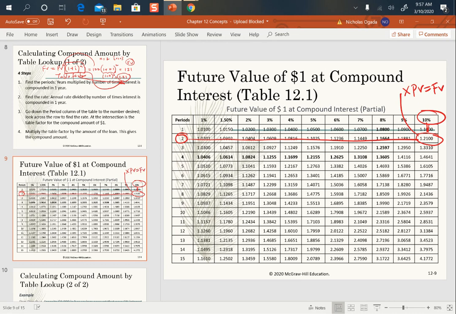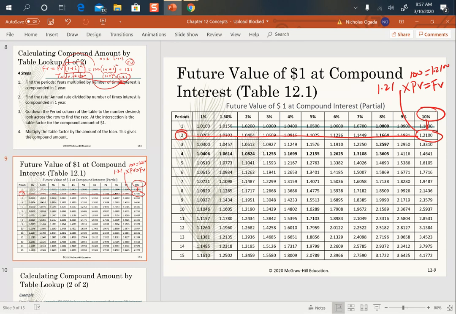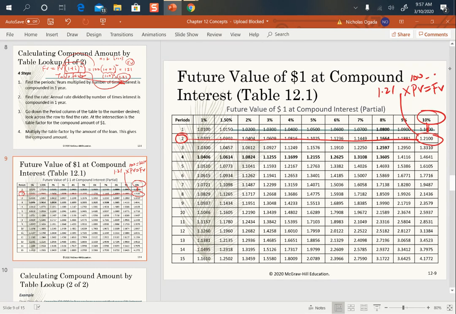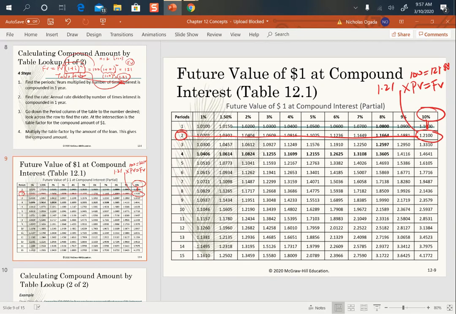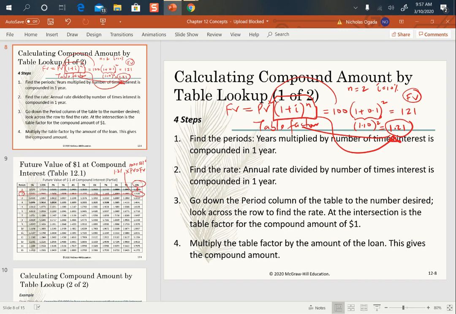So in this example, you take 1.21 times the present value. If I use the previous example, our present value was 100 times 1.21, and that will give you 121.00. So that becomes the future value. Again, it's the same thing as just this problem.